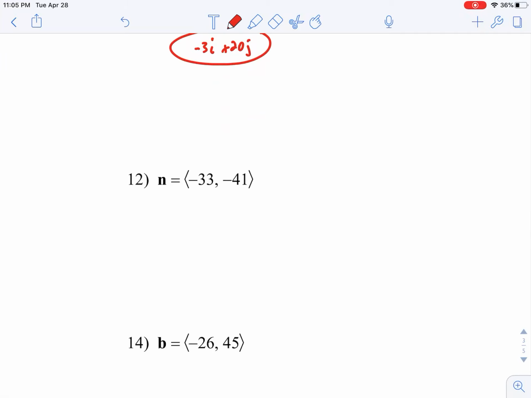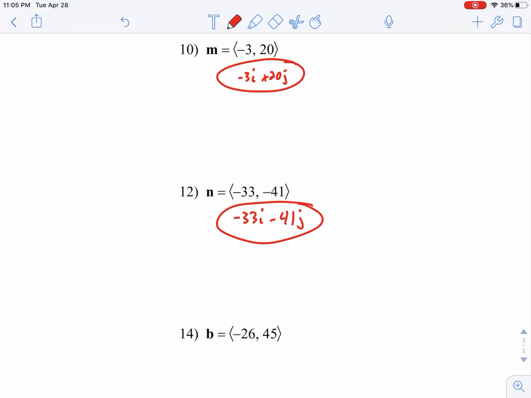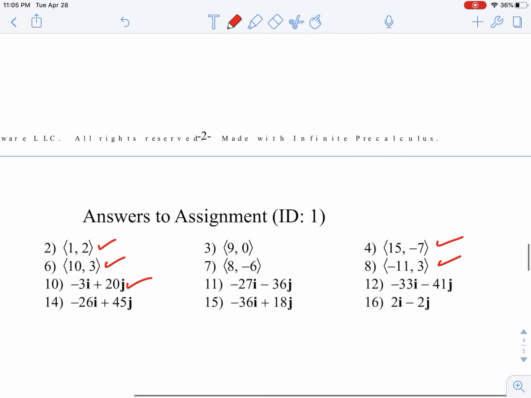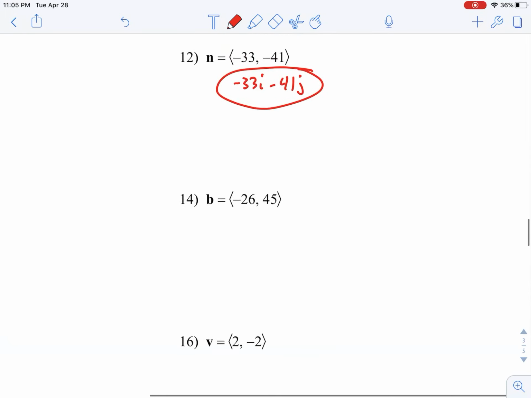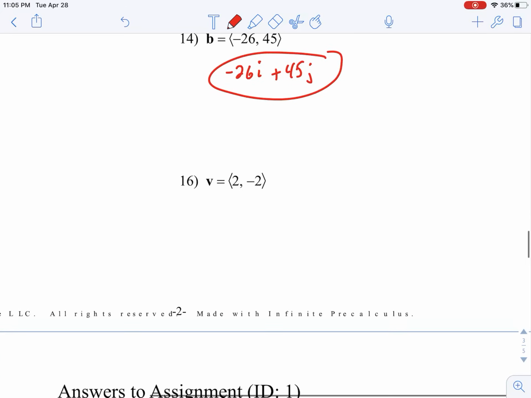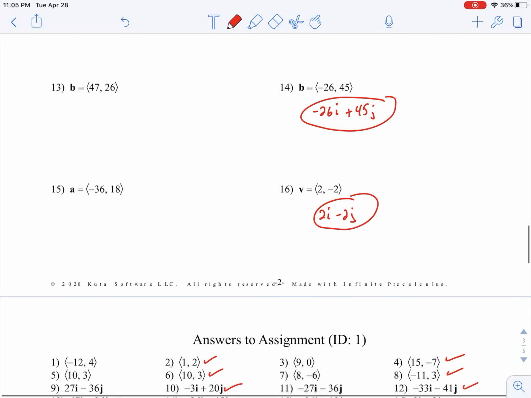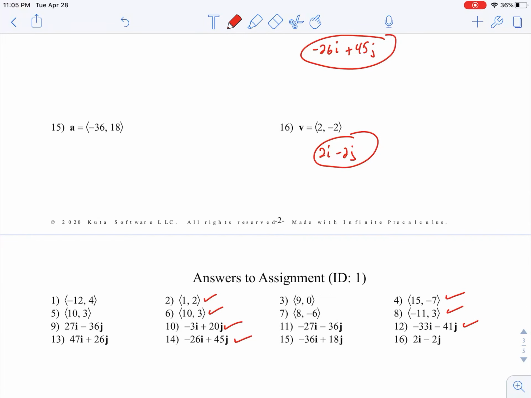Number 12, simply negative 33i minus 41j. And again, that's it. See number 12, there it is. So yes, this assignment should be pretty quick and easy for you. I bet some of you are going to press stop and get right to it right now. Number 14, anyway, negative 26i plus 45j. There that is. Number 16 would be 2i minus 2j. Check those real quick. Right there, right there.